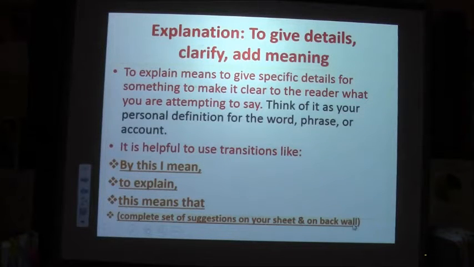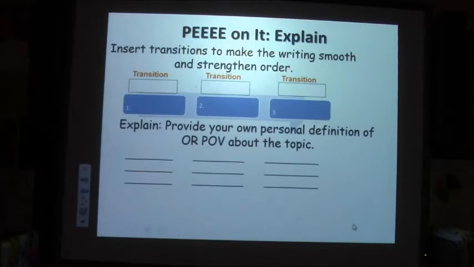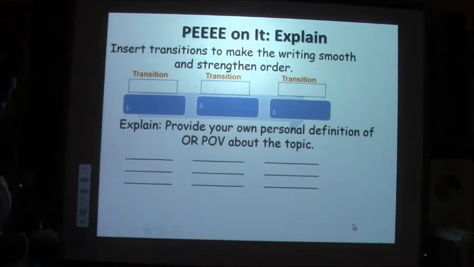And we would try to use effective transitions before our sentence. By this I mean, to explain, this means that. These transitions also help you remember what you are doing. You are defining. If you look, by this I mean, what do you mean? What's your personal definition for it? All right, so we're about to start P-ing on our points to do our explanation. Okay? So we have our transition box over it.